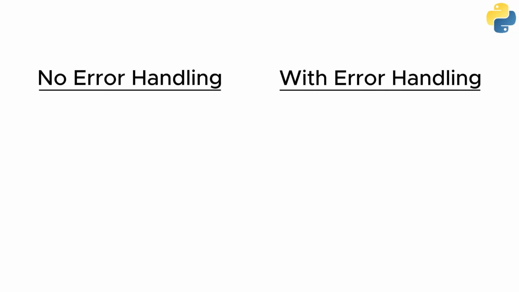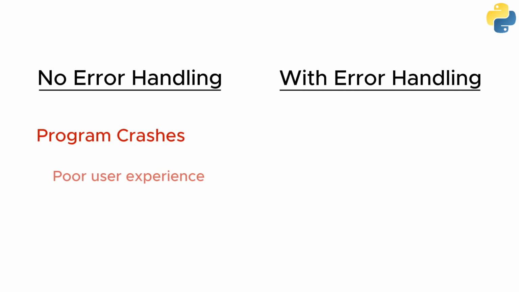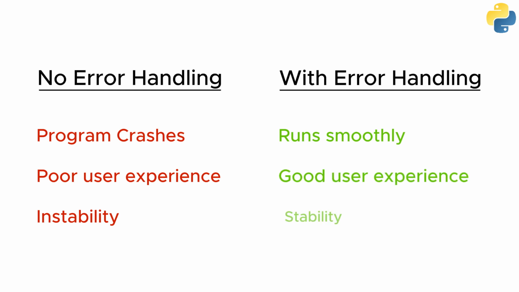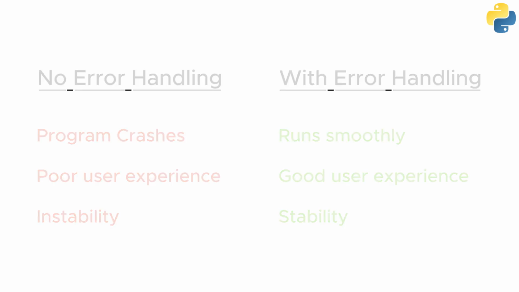So why handle them? Well, imagine your user types something wrong. Without error handling, your program just crashes. Game over. With error handling, you can give them a friendly message, let them try again, and keep your application running smoothly. It's all about user experience and program stability.